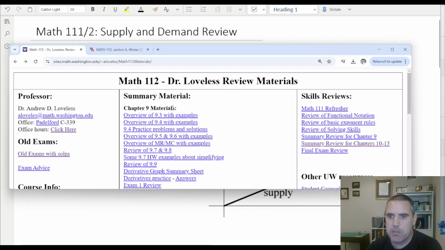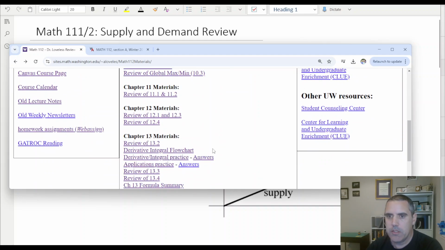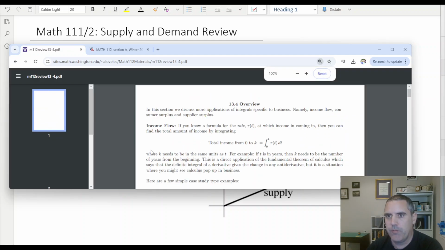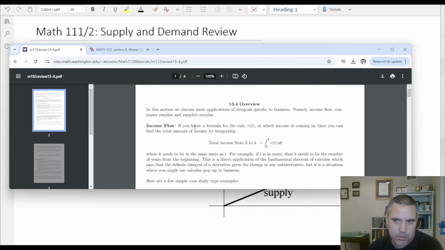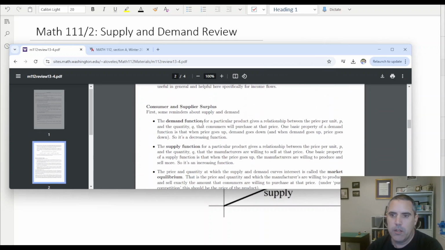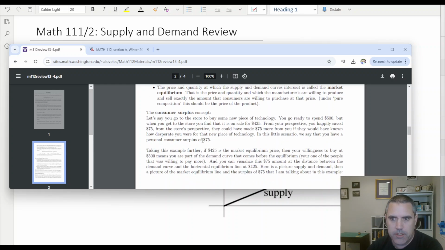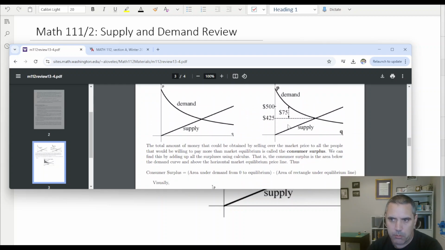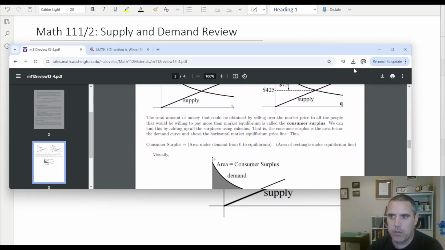If you go to my website, you can scroll down and you'll see a discussion of this section. Now there's a section on income flow, which isn't in the homework this term. So you can scroll down and see where we have supply and demand, which is the section we're in. And I do a quick review of what the pieces are. So if you want to read more, you can.